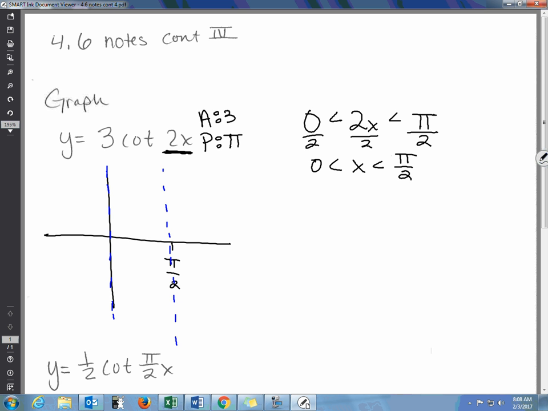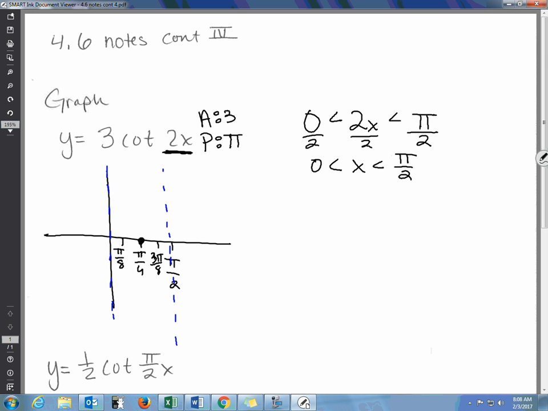So just like tangent, once you have these, you find halfway in the middle. That would be pi over 4, because half of 1/2 is 1/4. That's where it crosses the x-axis. Okay, and then you find half of half. So what's half of between 0 and 1/4 is 1/8. So this is pi over 8, and then between 1/4 and 1/2 is 3 pi over 8.